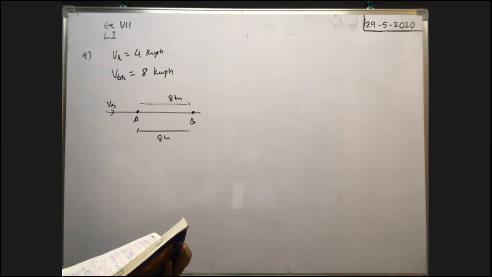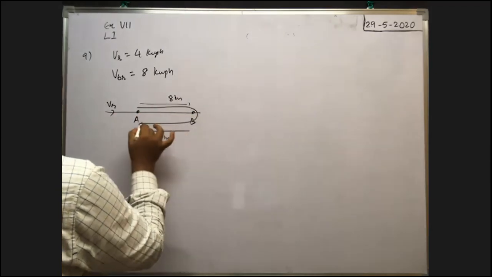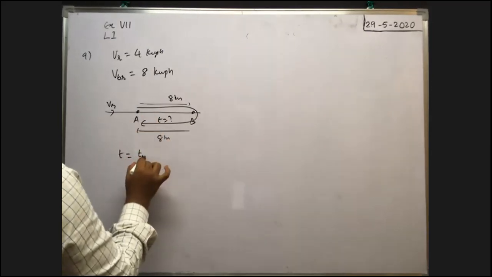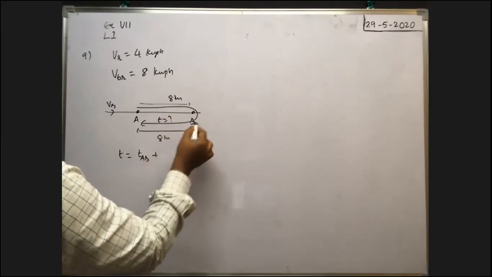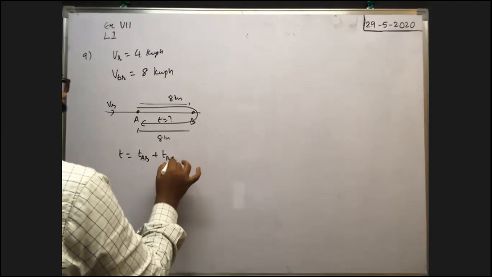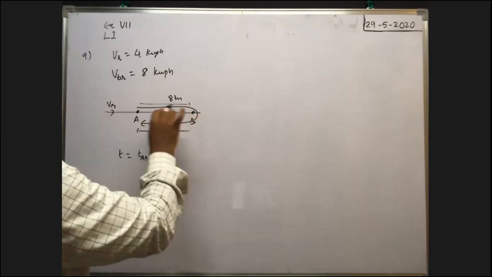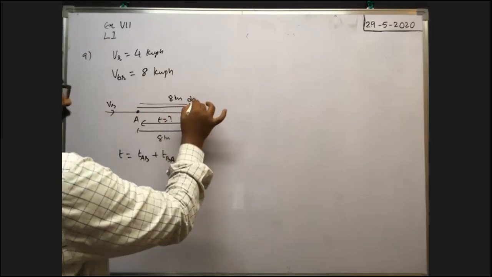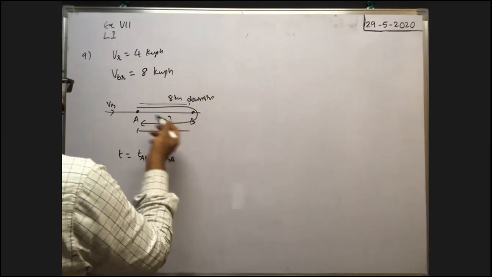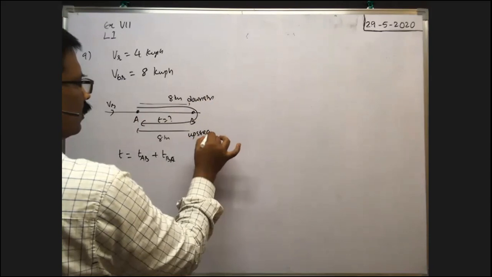Now, what is the total time taken for this motion? Total time means, time taken to travel from A to B is TAB, and time taken to travel from B to A is TBA. Time taken to travel from A to B means the boat travels from A to B along the direction of river flow. That's why it is downstream. When it travels from B to A, the boat has to ride opposite to the direction of river flow. That's why the boat has to travel upstream.